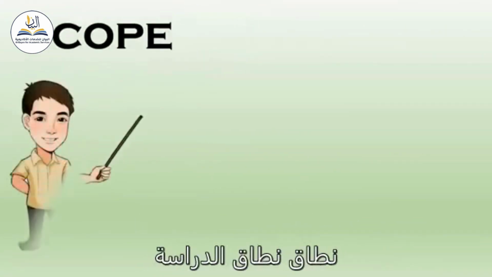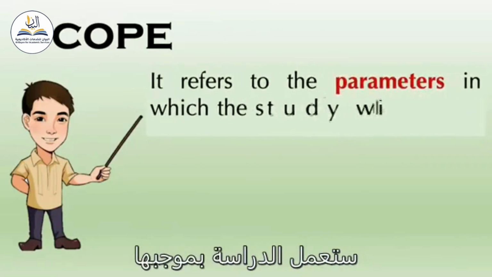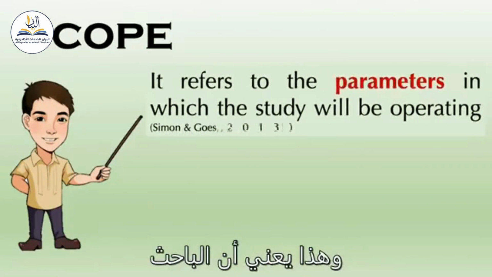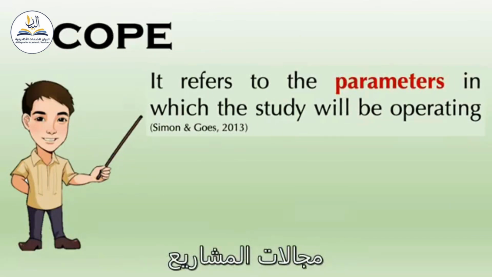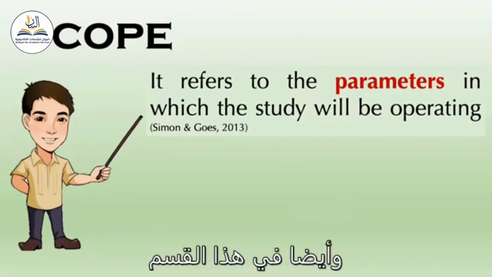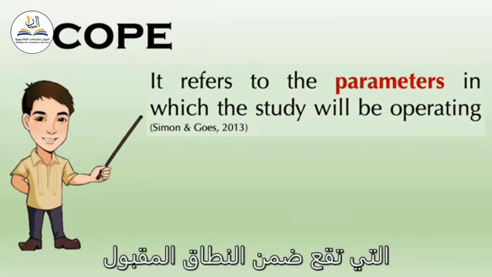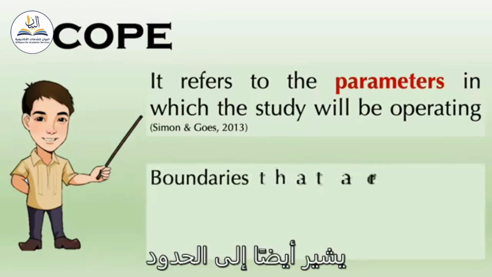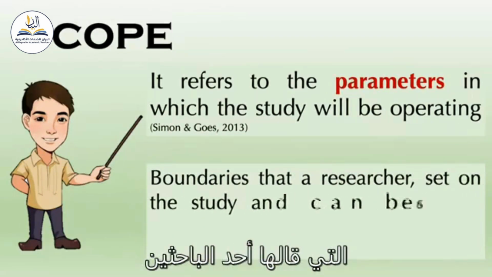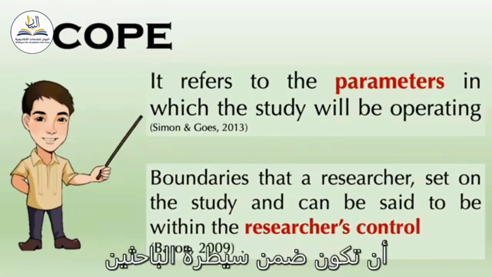Let us first define what a scope is. Scope of the study refers to the parameters under which the study will be operating, meaning a researcher needs to clearly articulate the domains of the project, and also in this section, he or she needs to state the factors that are within the accepted range of the research project. It also refers to the boundaries that a researcher sets on the study and can be said to be within the researcher's control.